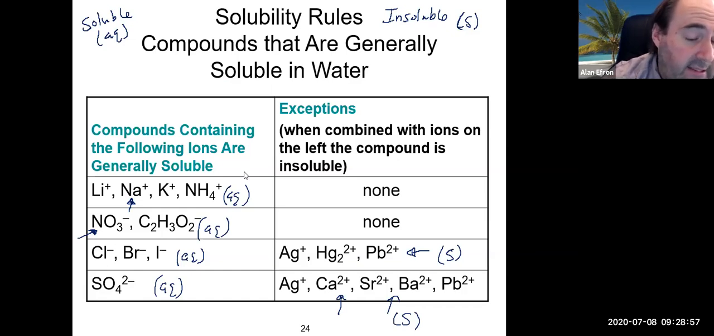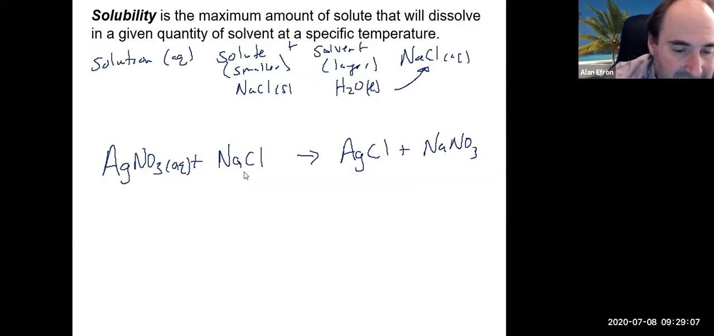I could even look at the second one if I want, which is chloride, and that also is soluble in everything except for silver, mercury, and lead, which is not what's happening here. So both of those things tell us the same thing, that this should be soluble. And truthfully, you can stop once you get to the sodium part.